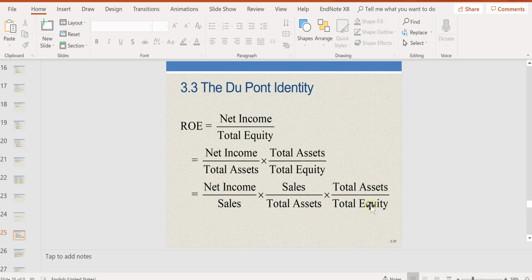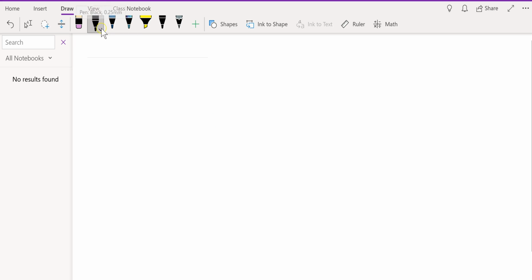The final ratio is total assets divided by total equity. This requires some work, but not too much. Let me pull out my OneNote so I can write it down. Sorry for my handwriting, because I don't have the pen; I'm just using the mouse to write. Total assets divided by total equity is the definition of the equity multiplier. Based on the balance sheet identity, total assets is equal to the sum of total liabilities and total equity, and then divided by total equity.